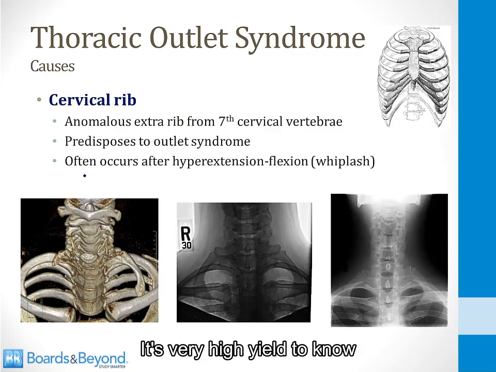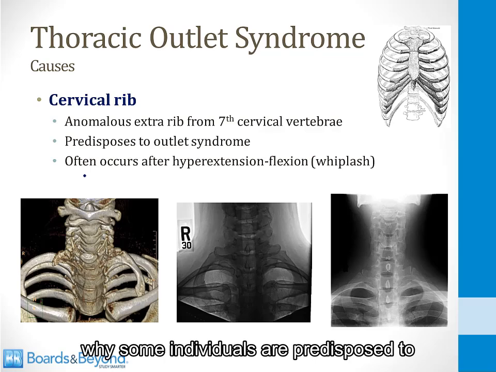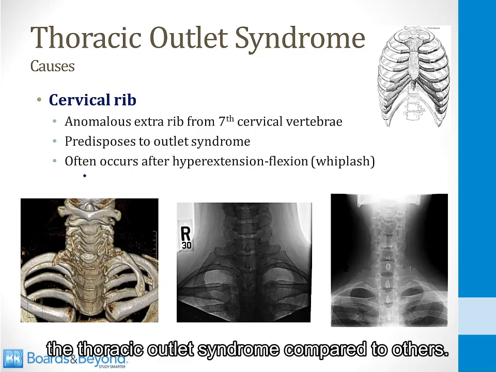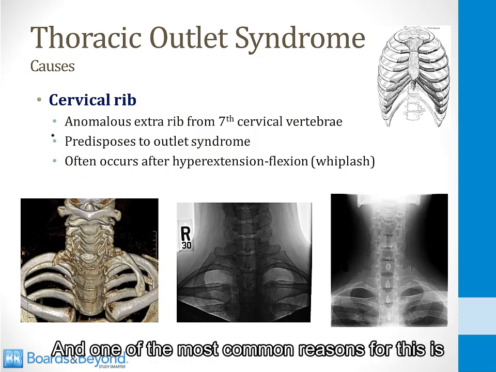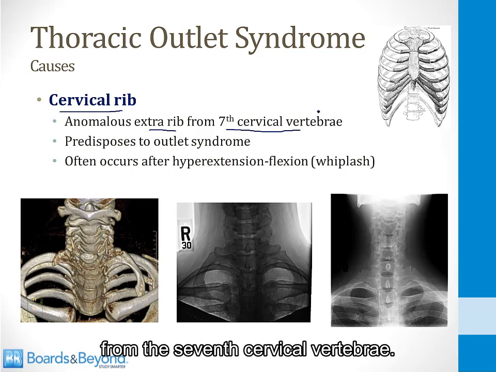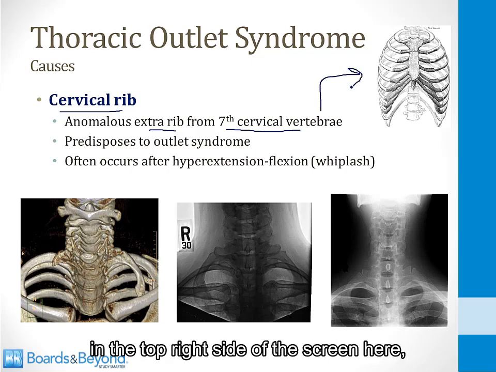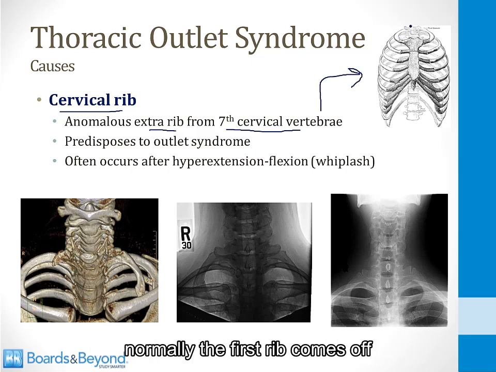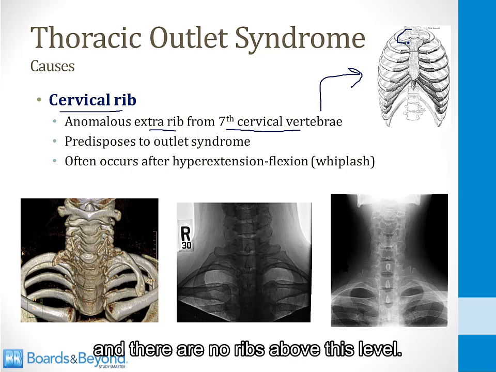It's very high yield to know why some individuals are predisposed to the thoracic outlet syndrome compared to others, and one of the most common reasons for this is the presence of a cervical rib. This is an anomalous extra rib from the 7th cervical vertebrae. If you look at this drawing of the rib cage on the top right side of the screen here, normally the first rib comes off the first thoracic vertebrae, and there are no ribs above this level.